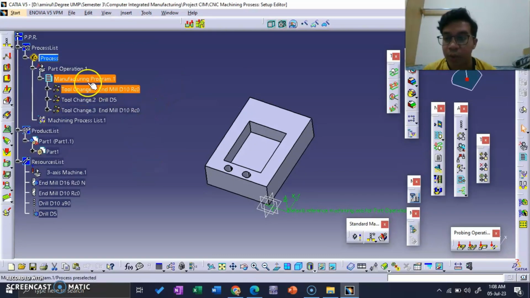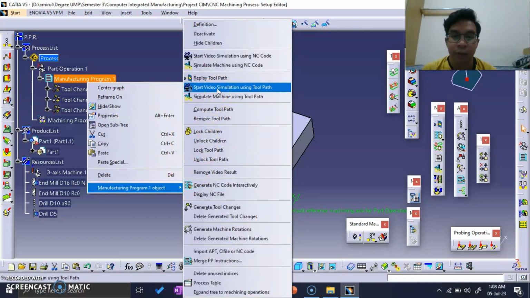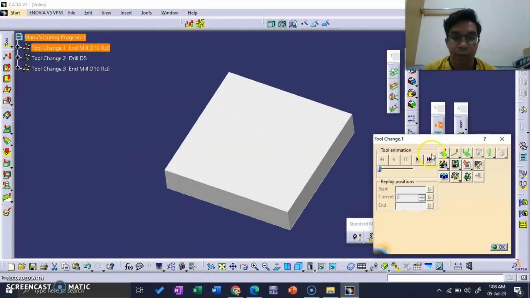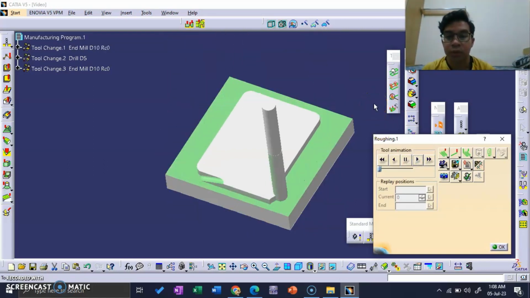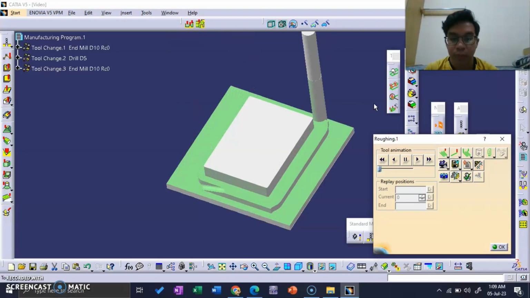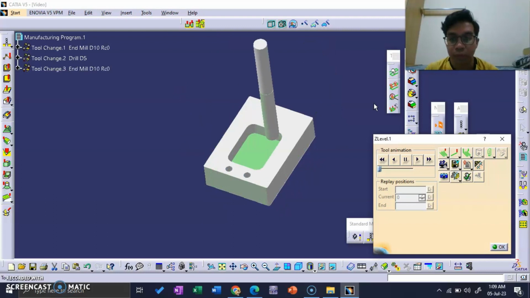For the simulation, we must right click on the manufacturing program and click start video simulation using toolpath. Basically this is our raw material. Now I will start the simulation. Okay, this is what the end product will look like.